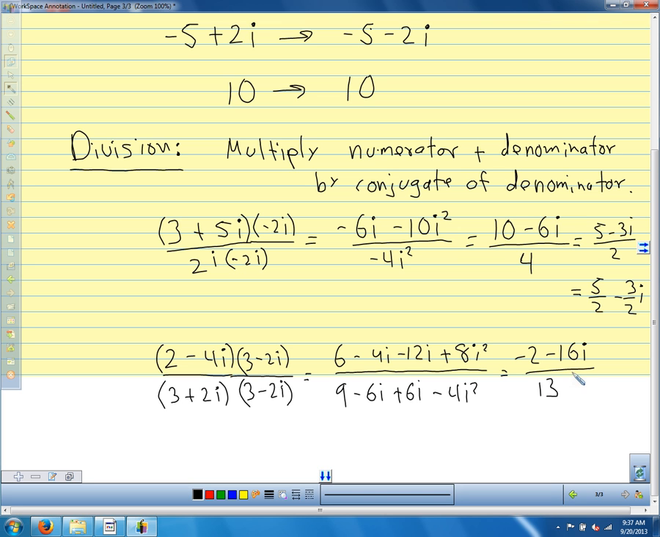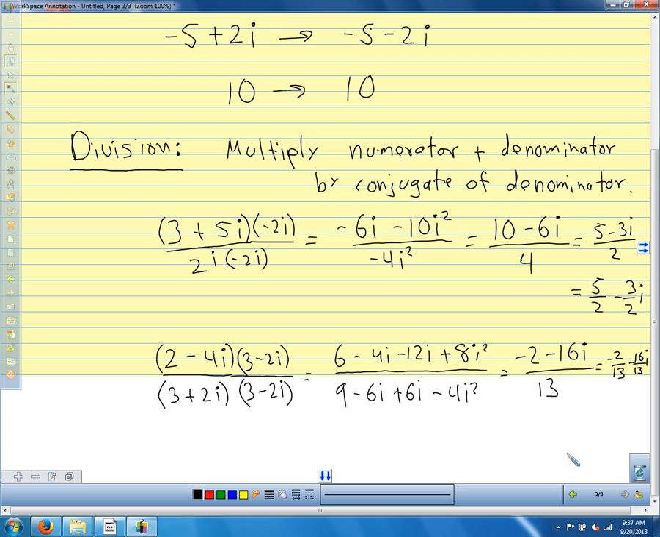I would be fine if you wrote the answer this way. In standard form, this would be negative 2 thirteenths minus 16 thirteenths i. Lee's the champion at imaginary math. All right. So questions on division. Multiply numerator and denominator by the complex conjugate.